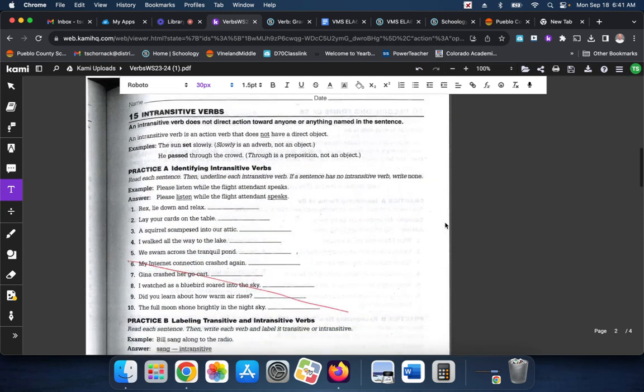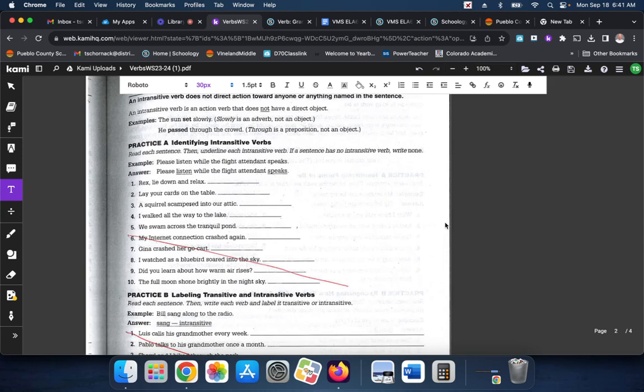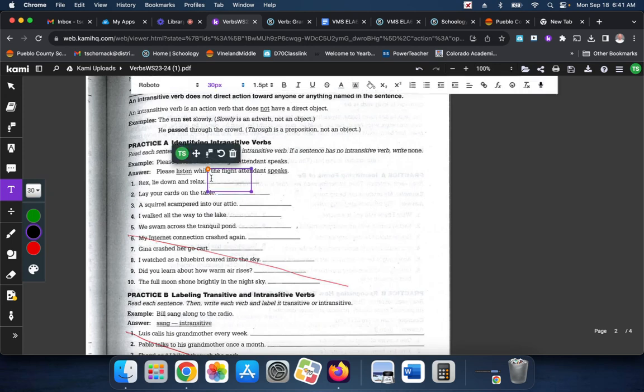Then on this part, we're going to identify intransitive verbs. An intransitive verb is one that doesn't have a direct object. Okay, so let's do number 1 together. Let's write down the verbs. Again, we'll write these in class. I'm just doing Rex, lie down and relax. Lie is one of them because we don't know how he's going to lie, where he's going to lie. And relax is another.